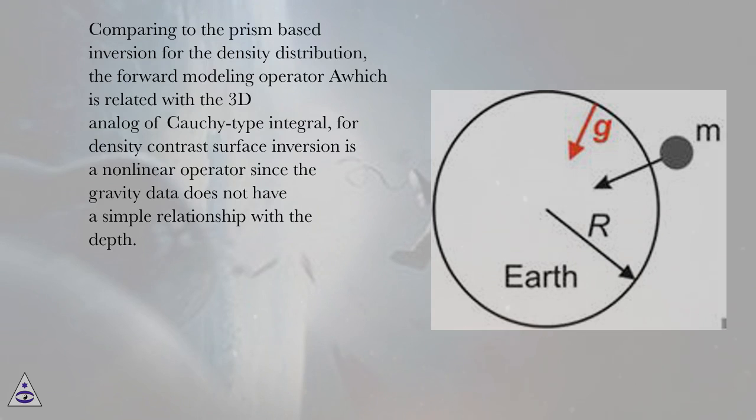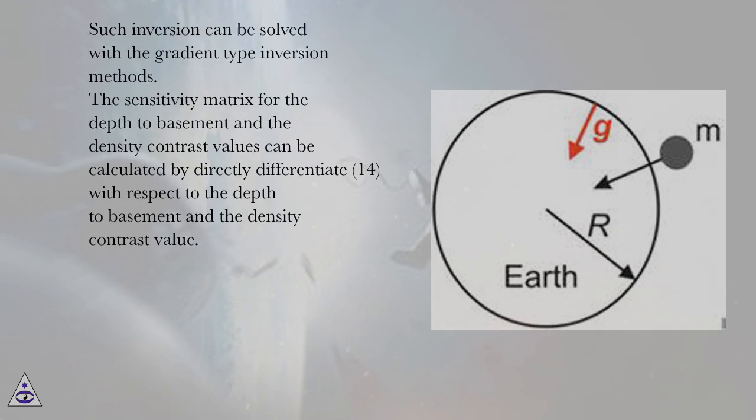Compared to the prism-based inversion for the density distribution, the forward modeling operator, which is related to the 3D analog of the Cauchy-type integral, for density contrast surface inversion is a nonlinear operator, since the gravity data does not have a simple relationship with the depth. Such inversion can be solved with gradient-type inversion methods. The sensitivity matrix for the depth to basement and the density contrast values can be calculated by directly differentiating 14 with respect to the depth to basement and the density contrast value.